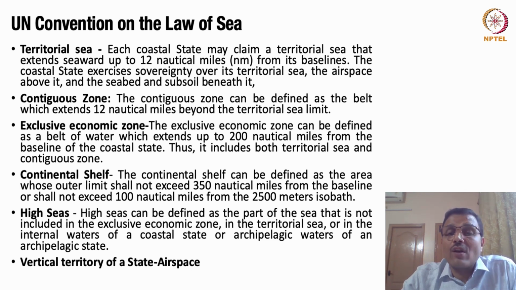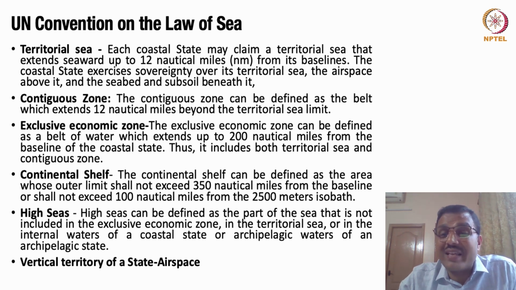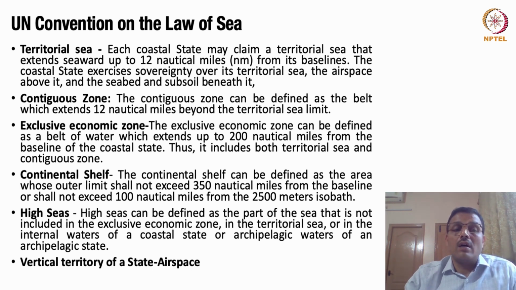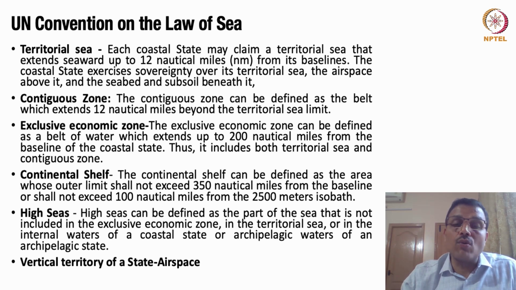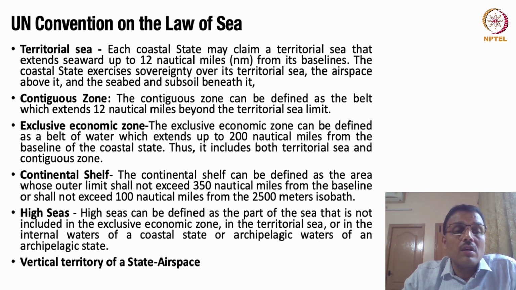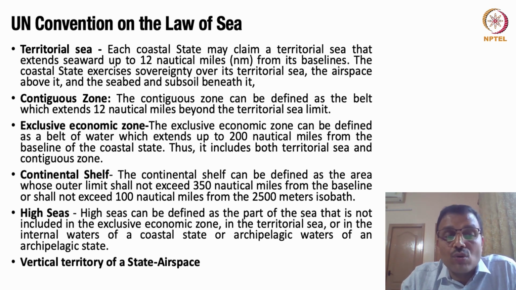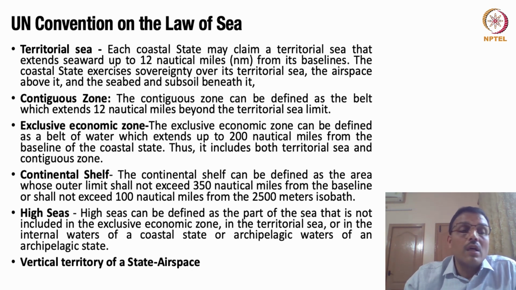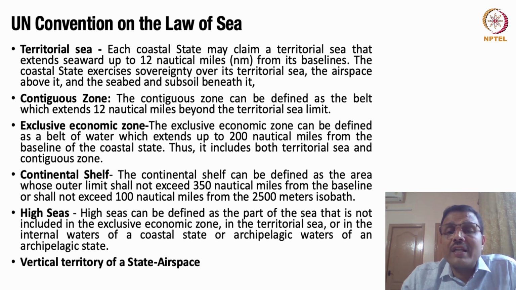Then you have the exclusive economic zone, friends. It's a belt of water extending up to 200 nautical miles from the baseline of the coastal state. Please note, 200 nautical miles includes territorial sea and contiguous zone, and this is where the coastal state has the economic right to do fishing, mining, oil exploration, and marine research. The coastal state has this jurisdiction to protect 200 nautical miles for preservation and conservation of natural resources and the marine environment.